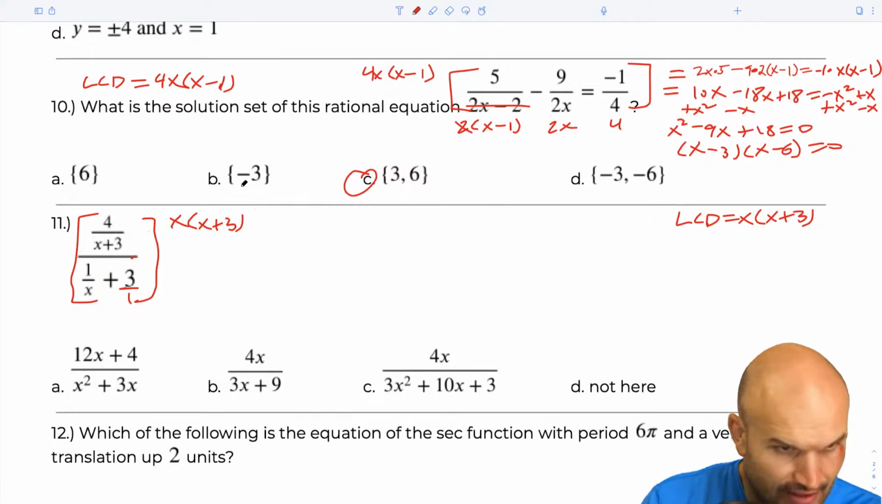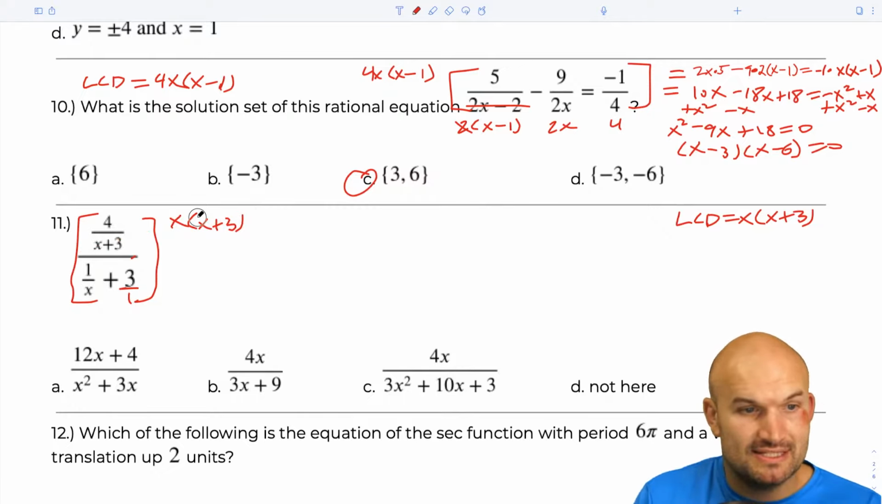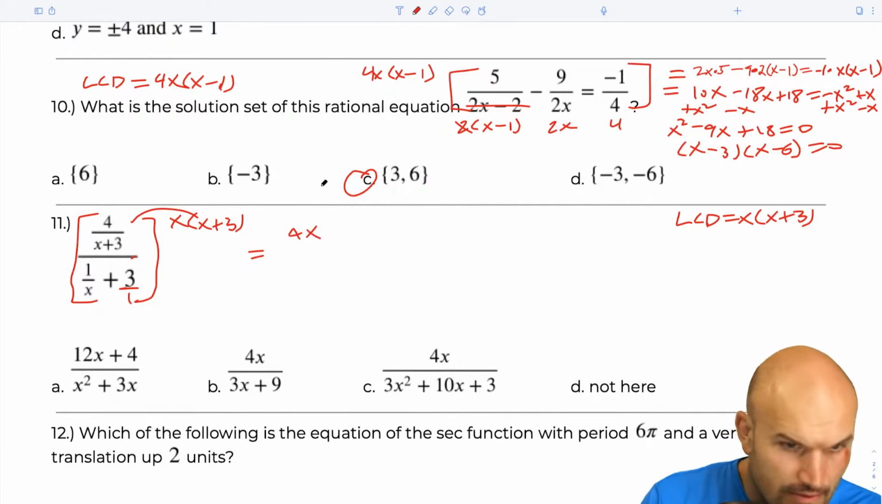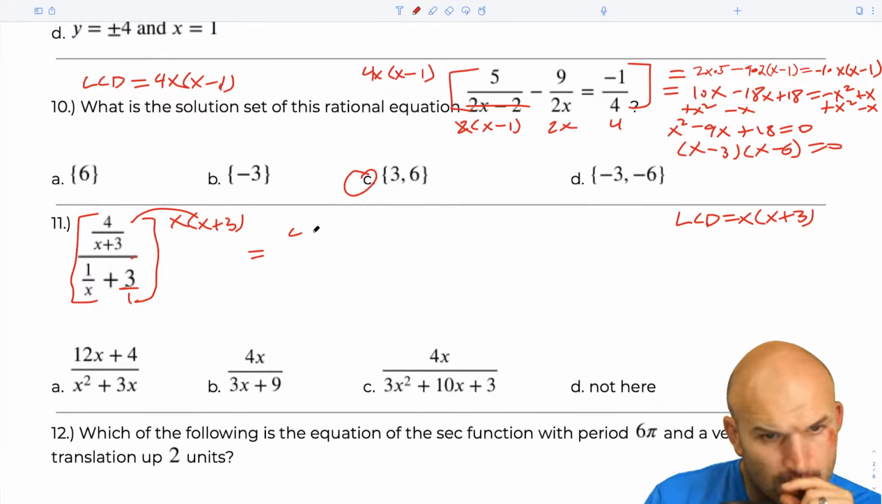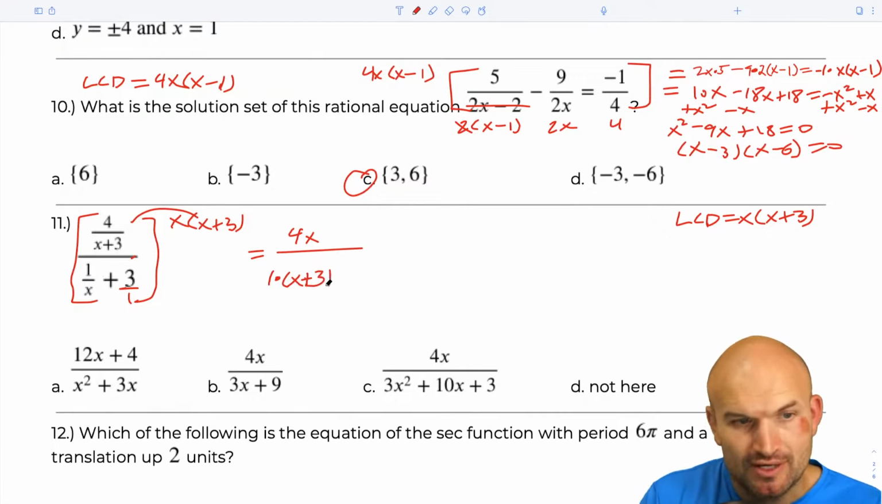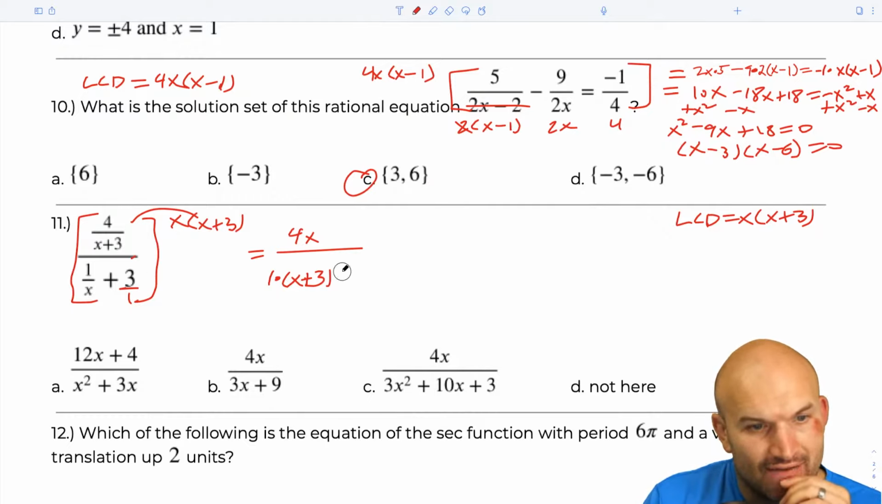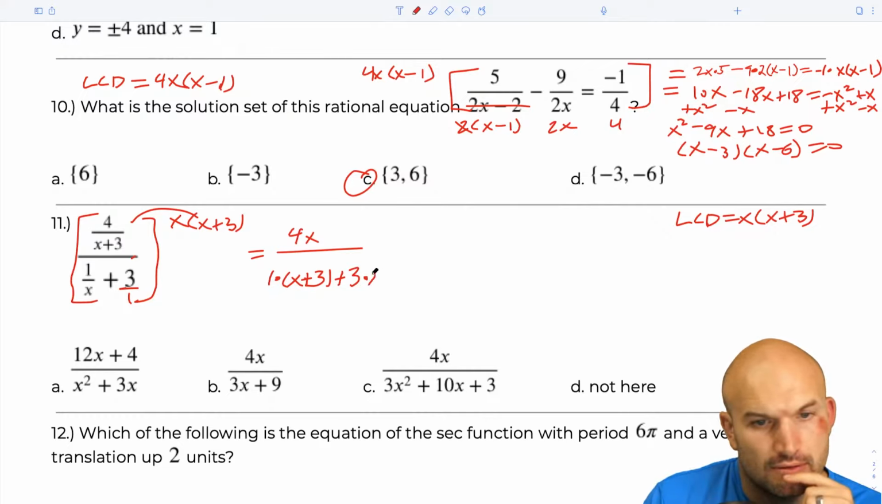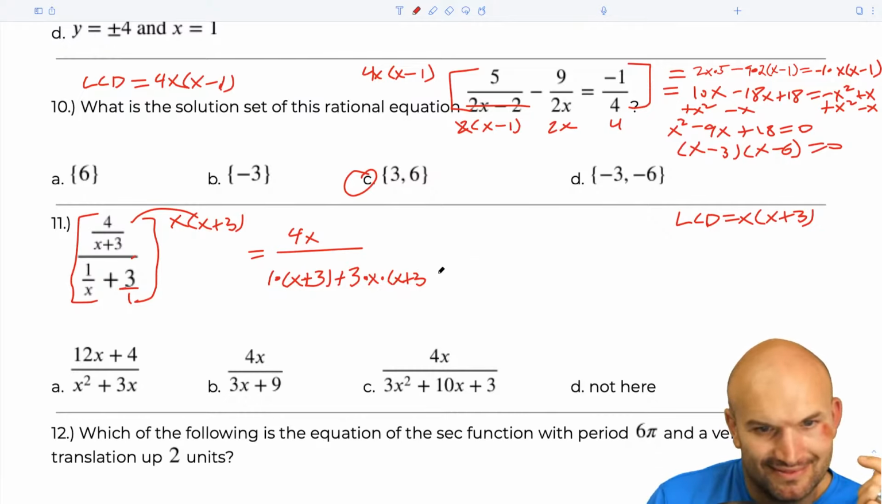Oh, what am I doing? Don't do that. I don't want to confuse you. All right, so if I multiply this times the numerator, I'm going to be left with a 4x. If I multiply this by the denominator, I'm going to be left with a 1 times x plus 3. You don't really need to write the 1 times there. I'm just doing it for accounting reasons. And then here, you're going to have a plus a 3 times x times x plus 3.